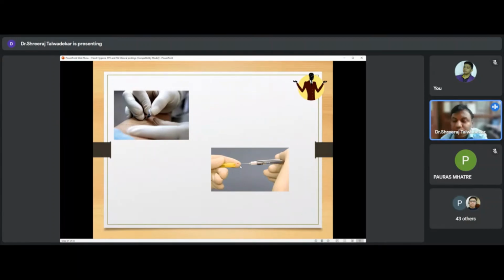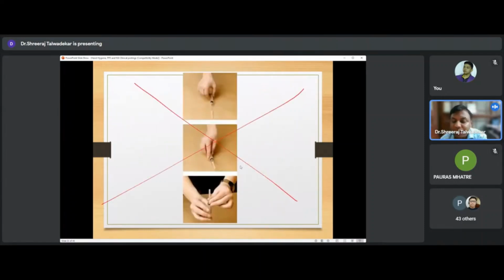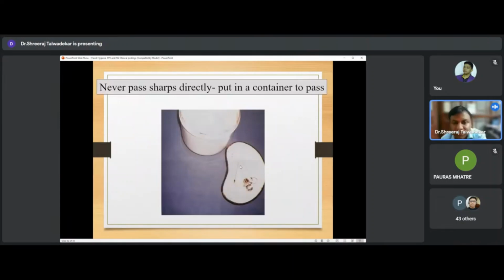So if I am telling you do not recap, then what will you do? Not even the single hand method. There is one single hand method which you will try again. There you will get a prick. So you will not do this either. And always pass the sharps in a kidney tray or some other container. Especially for the nursing, this is important. So never pass a scalpel blade like this to your colleagues or whoever needs it. Always pass it in the container.